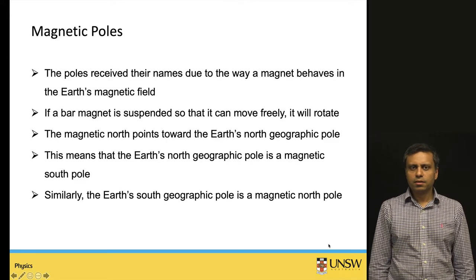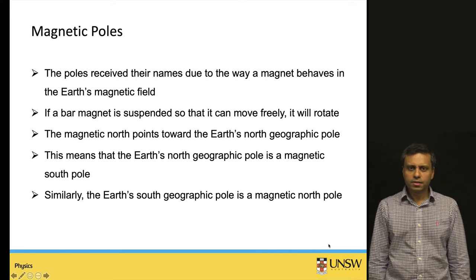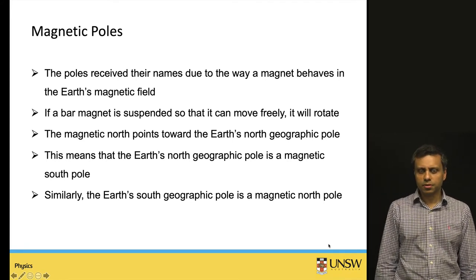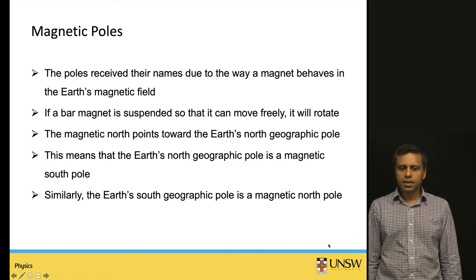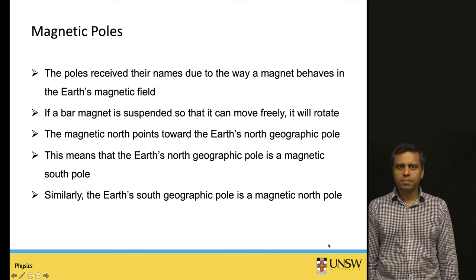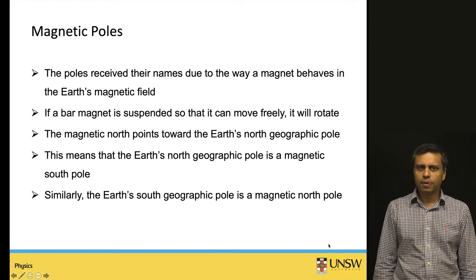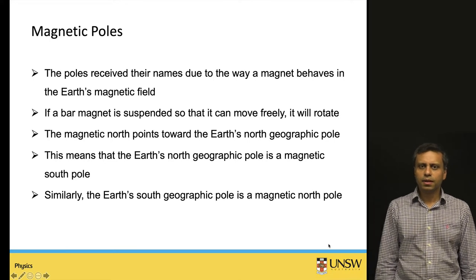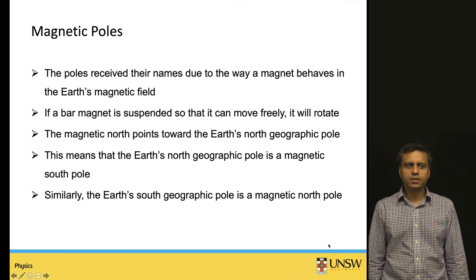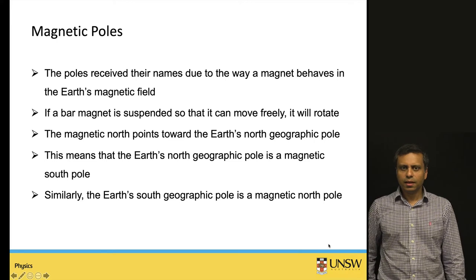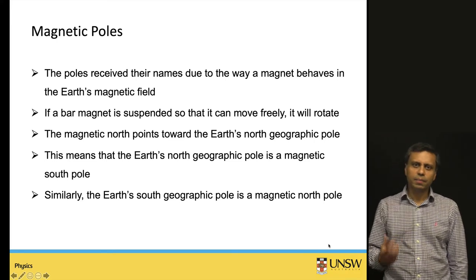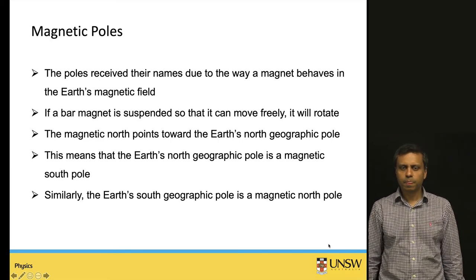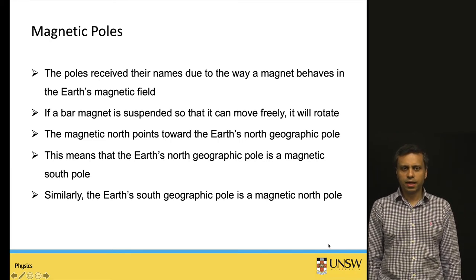Why do we call these the north and south poles? This is because magnets tend to point towards Earth's north and south poles. This can be seen by a simple experiment. For example, if you suspend a bar magnet freely by a string, the bar magnet will rotate, but eventually it will come to rest, and the north pole of the bar magnet will point towards Earth's north direction, that is, the geographic north direction of the Earth.